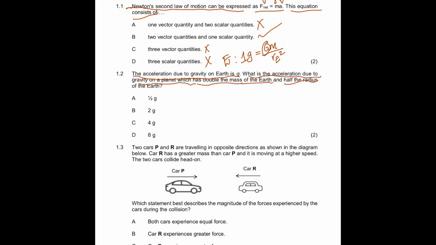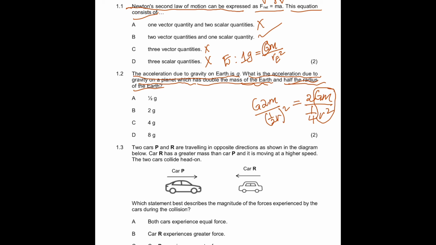I'm going to leave out the G, so it's going to be double M. Okay, let me put the G. It's going to be double M, and then there's a G. And then it says double the mass of the Earth and half the radius of the Earth. So if we halve the radius of the Earth, it's going to be half R squared. And then mathematically, that is going to be 2GM over 1 over 4 R squared, which is what is g, right?